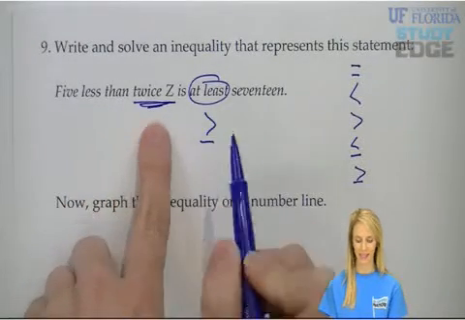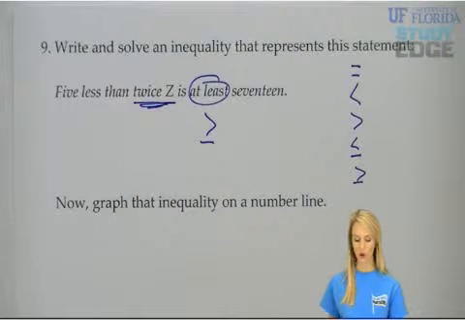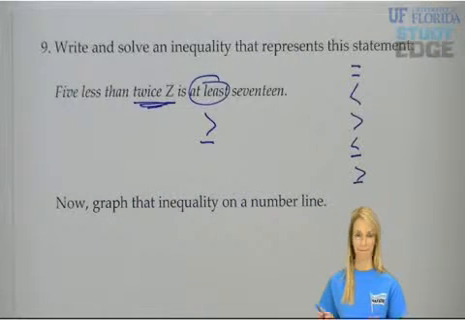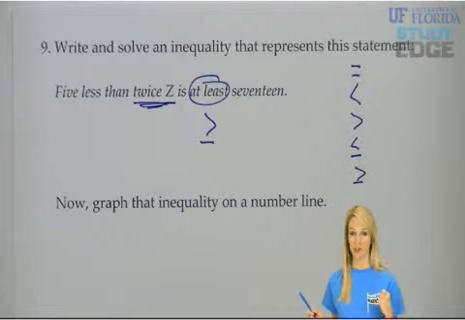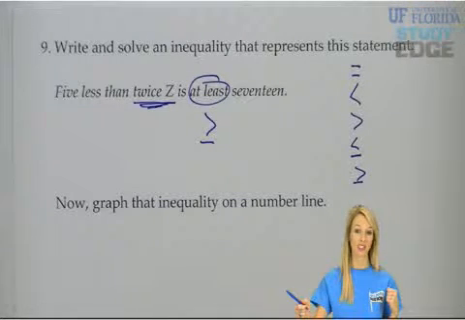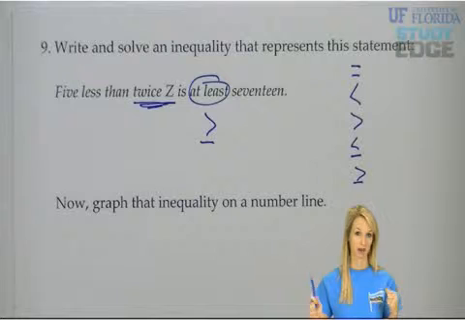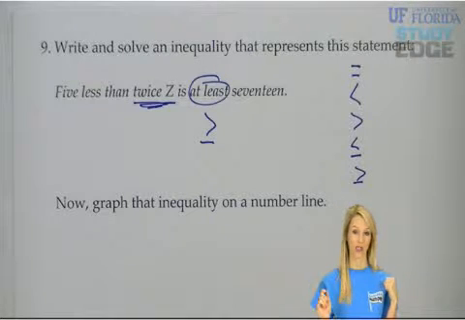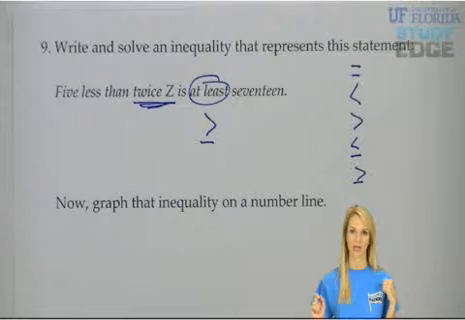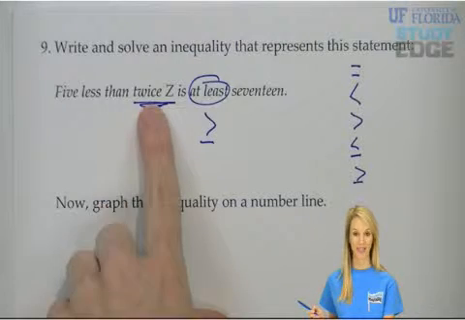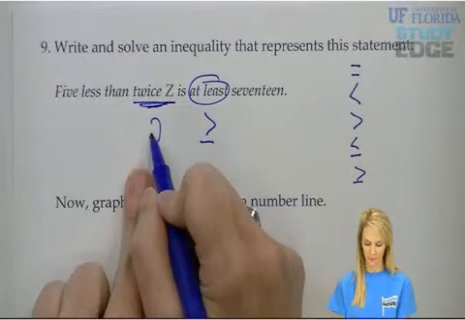Twice z stands out to me. If we have twice of something, what are we doing? If I have $5 in my pocket and you have twice as much as I have, what do you have? You have 5 times 2, you've got $10. Same thing here. Twice z just means 2z.